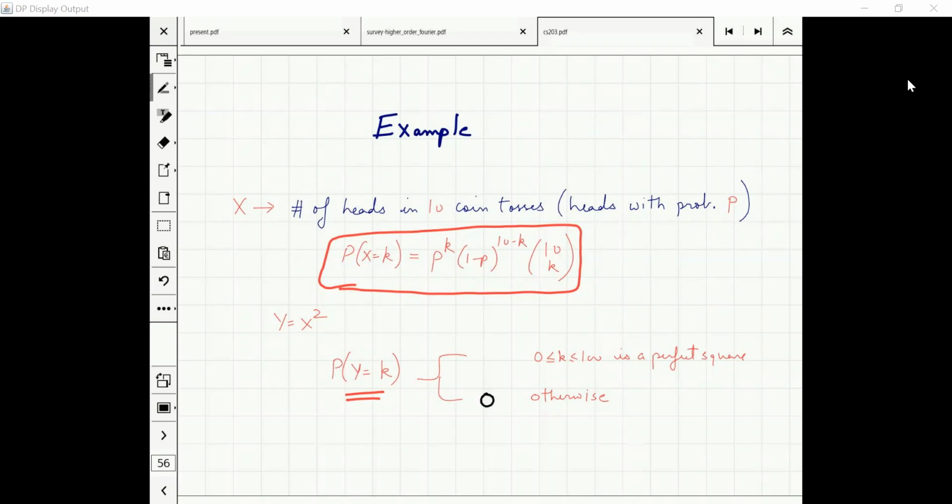And now, what is the probability that Y is equal to k? X equal to root k. Right. So this is going to be 10 choose square root k, p to the square root k, 1 minus p to the 10 minus square root k. Right.